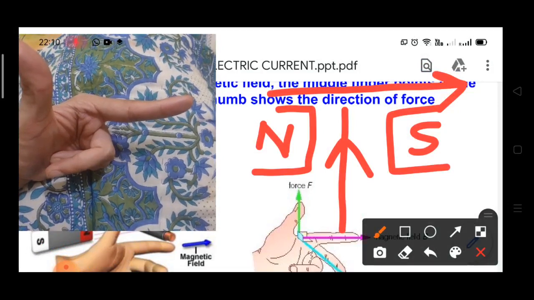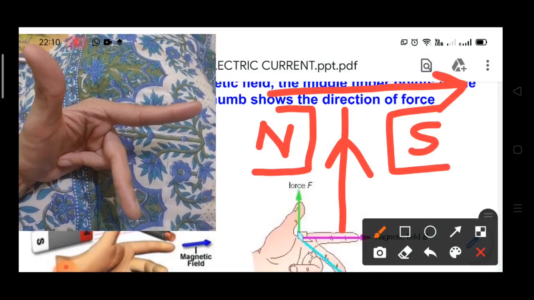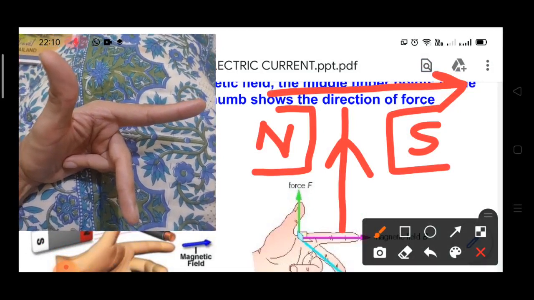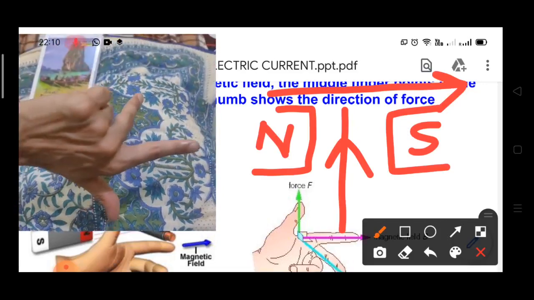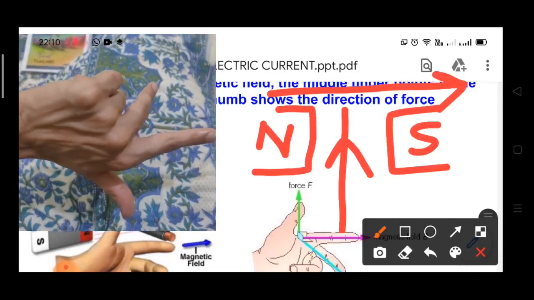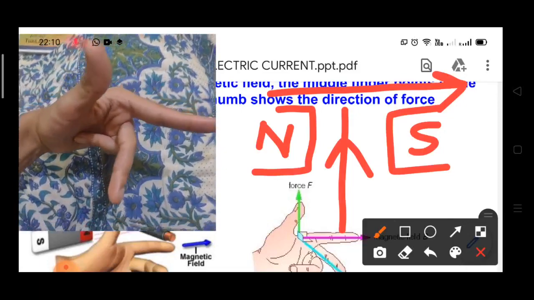You can see the middle finger gives the current direction. But in this case the current is on this side. So you have to flip your hand. Okay, so how will you flip your hand?